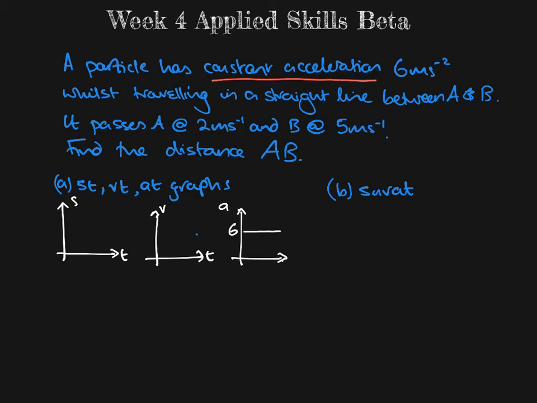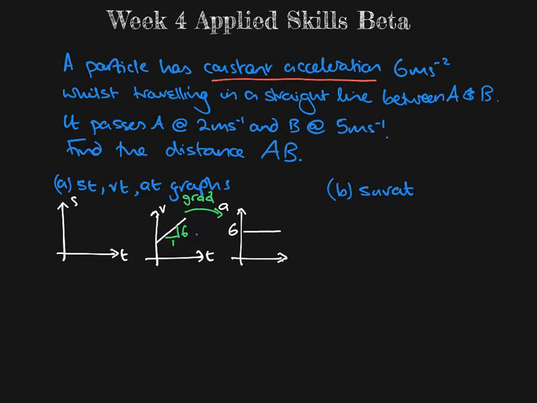That means that because we've got constant acceleration, we've got a straight line on the VT graph. So we're starting at 2 meters per second and going up to 5 meters per second. So the gradient of this line is going to be 6 across 1, up 6, because the gradient of the VT graph at any point is the value of the AT graph at that point.